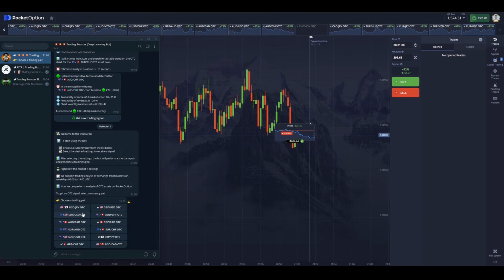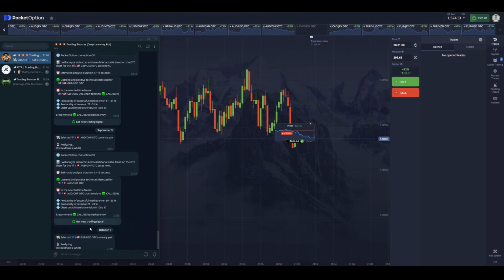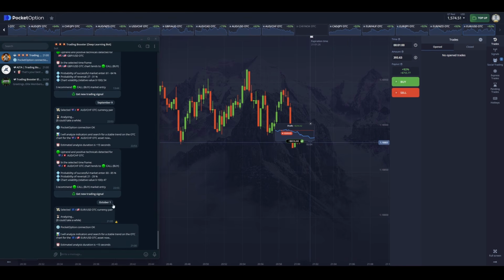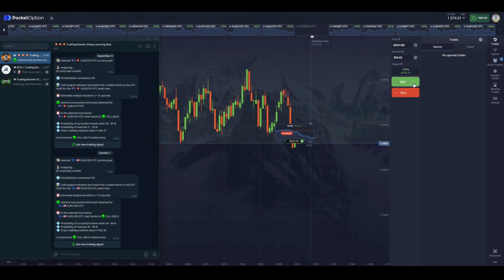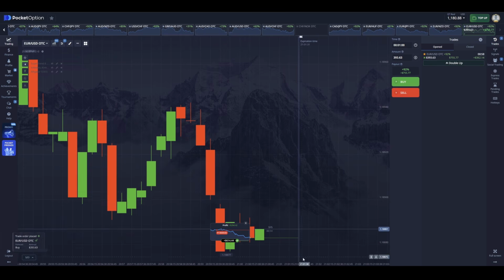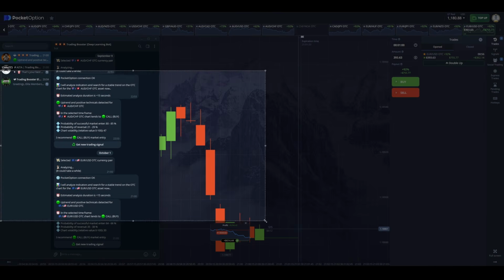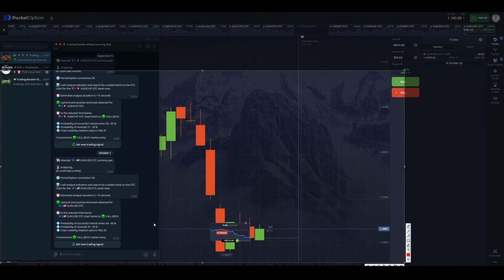Let's pick the Euro to US dollar currency pair again and try to make some money on it. Once again, I select 1 minute for the trade, and now I get a buy signal. That can happen too. So, the second parameter, by the way, right now it's showing pretty low percentages, is the probability of a successful entry.